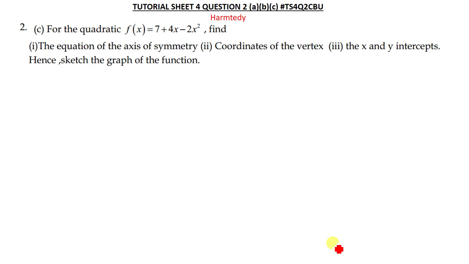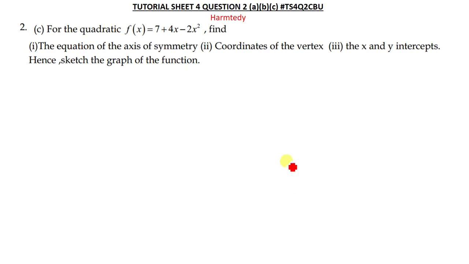So part C says, for the quadratic equation 7 plus 4x minus 2x squared, find the equation of the axis of symmetry, coordinates of the vertex, the x and y intercepts. Hence, sketch the graph of the function. So I'm sure this question is not a problem, because I explained what the axis of symmetry is, the x and y intercepts and everything.